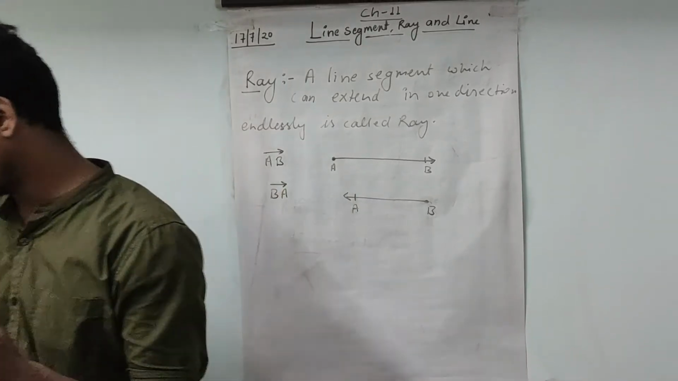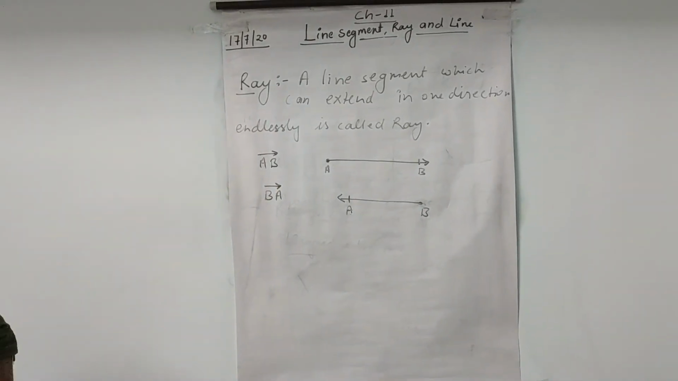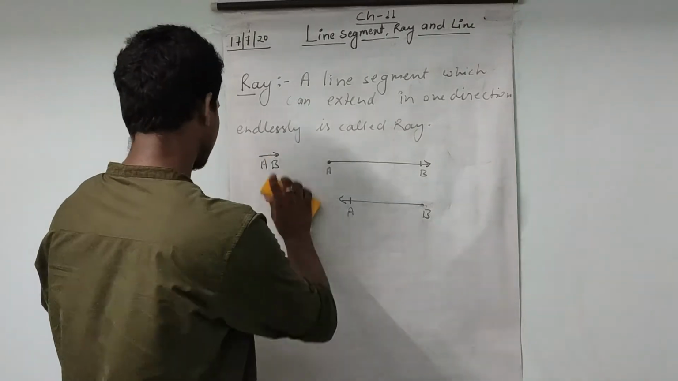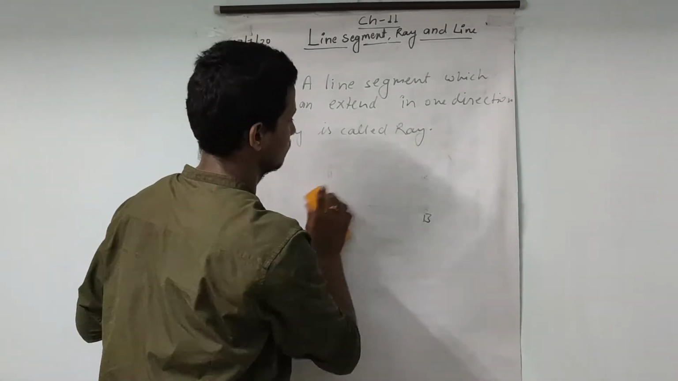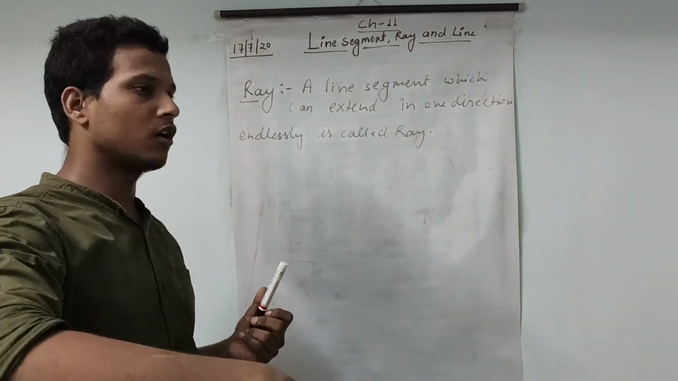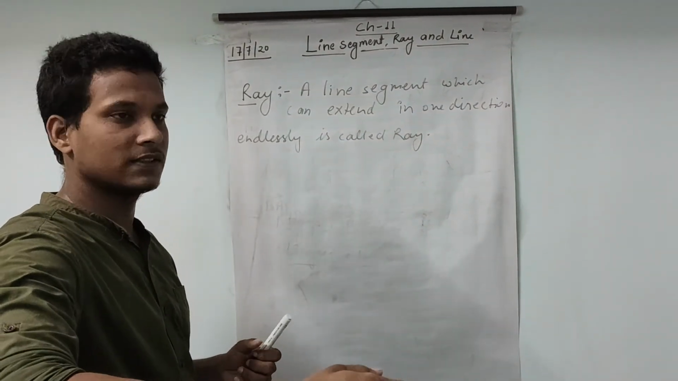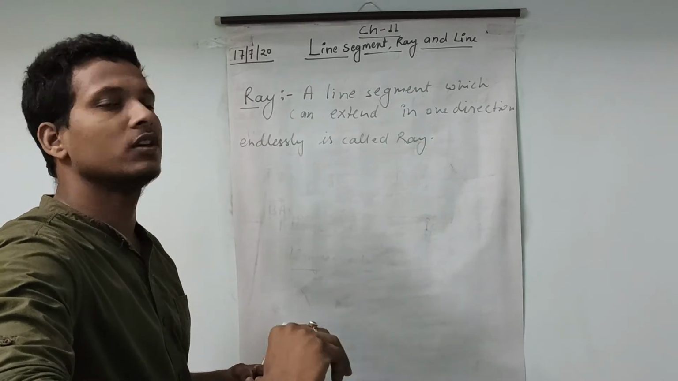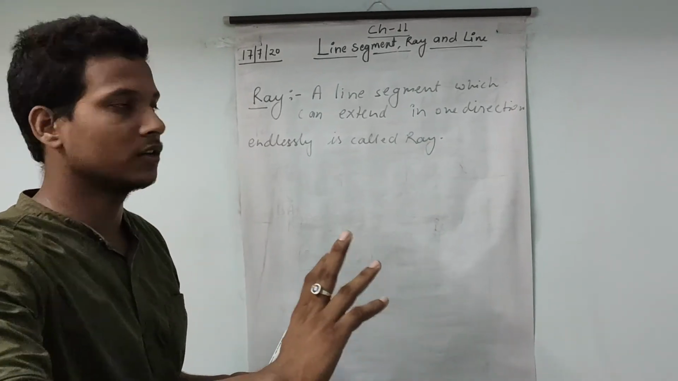Examples of rays are the rays coming from the sun, or when you light up a torch, the rays go towards an endless point.